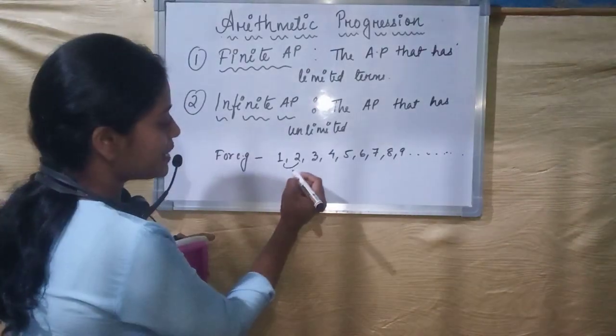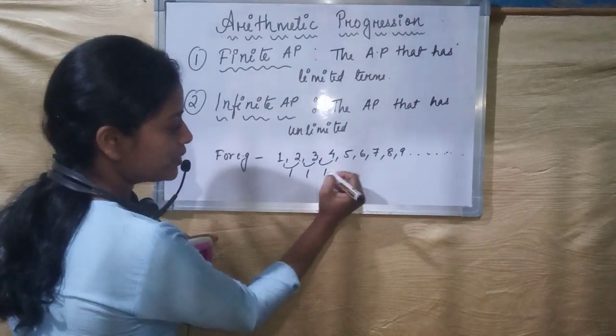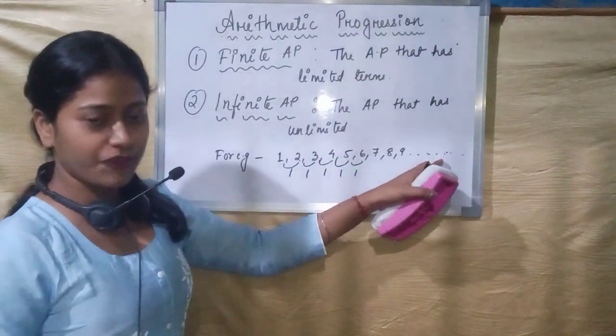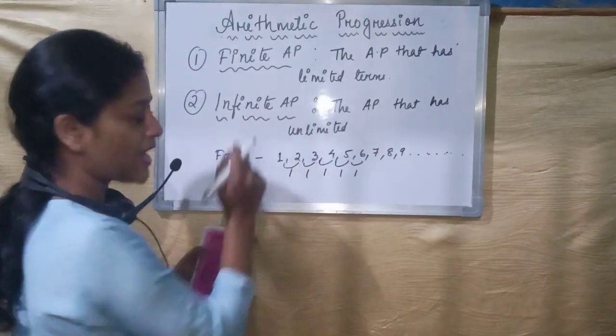And the difference between the numbers is what? 1, 1, 1. So the difference is constant. That means it is in AP. And the last term we cannot find out. So it is an infinite AP.